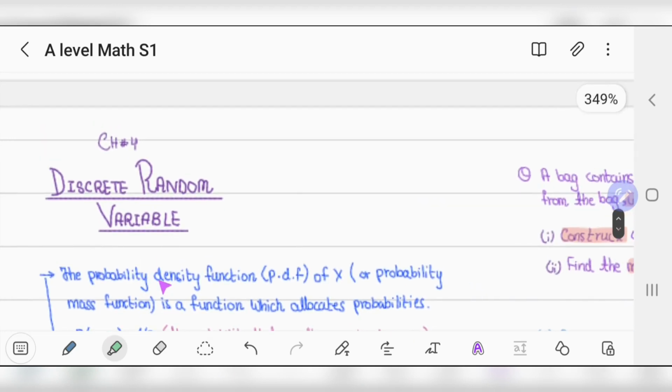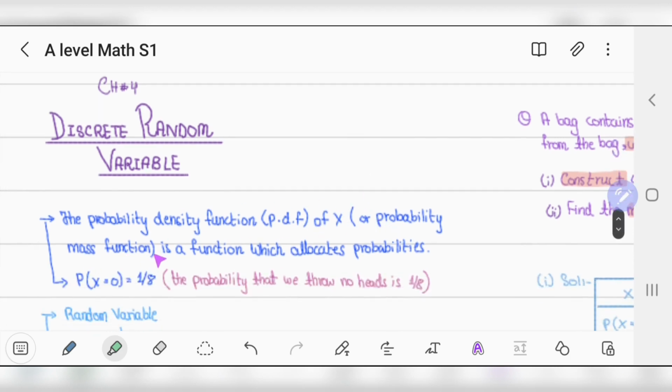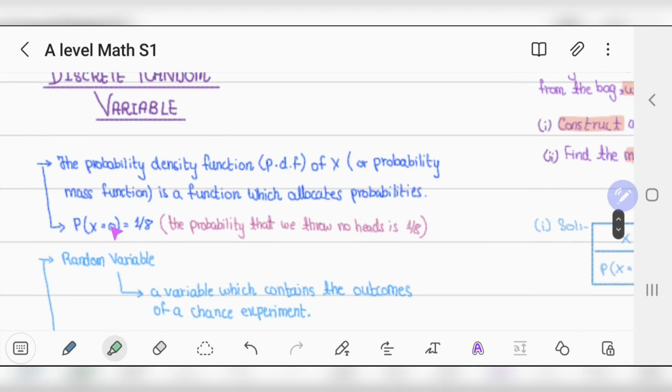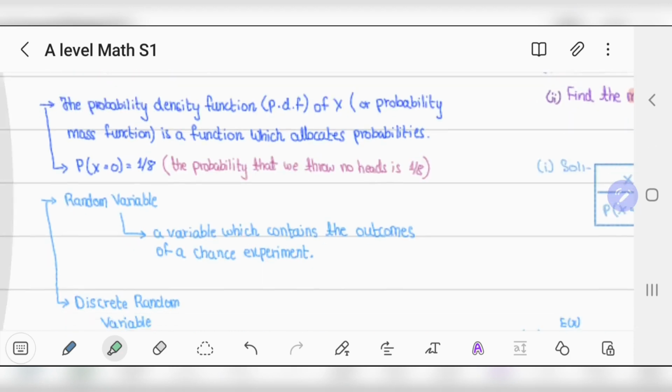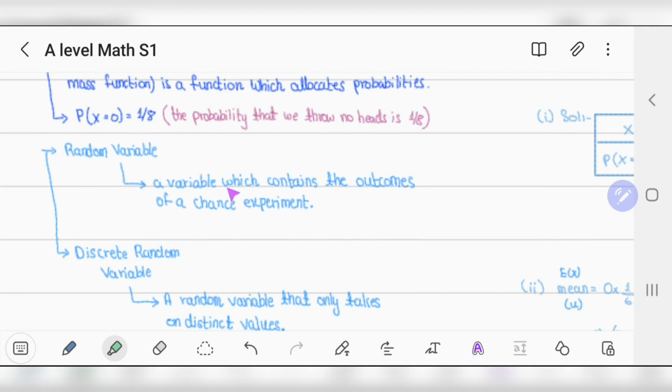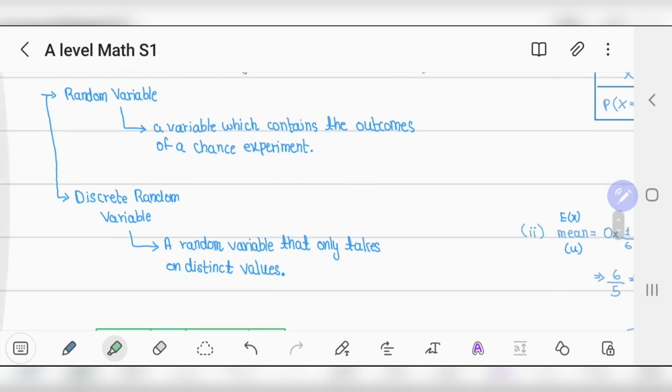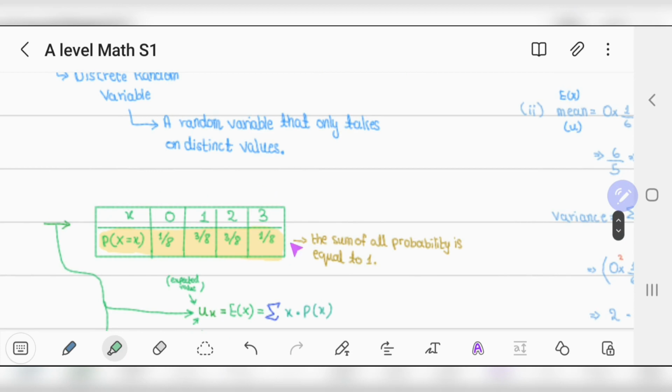The probability density function, PDF of x, or probability mass function, is a function which allocates probabilities. For example, if you have been given the probability, okay, same. Random variable means a variable which contains the outcome of a chance experiment. Discrete random variable is a random variable that only takes distinct values. So you have this graph, and the sum of all the probabilities is equal to 1.